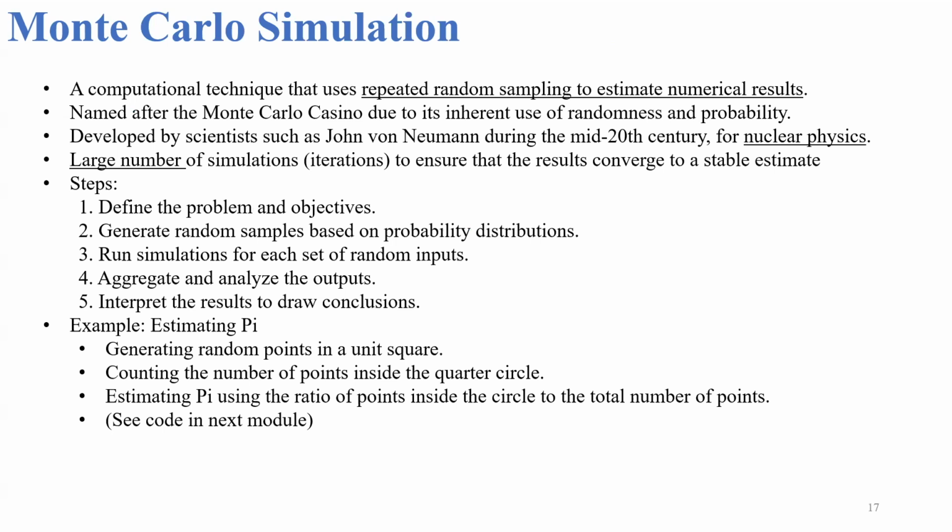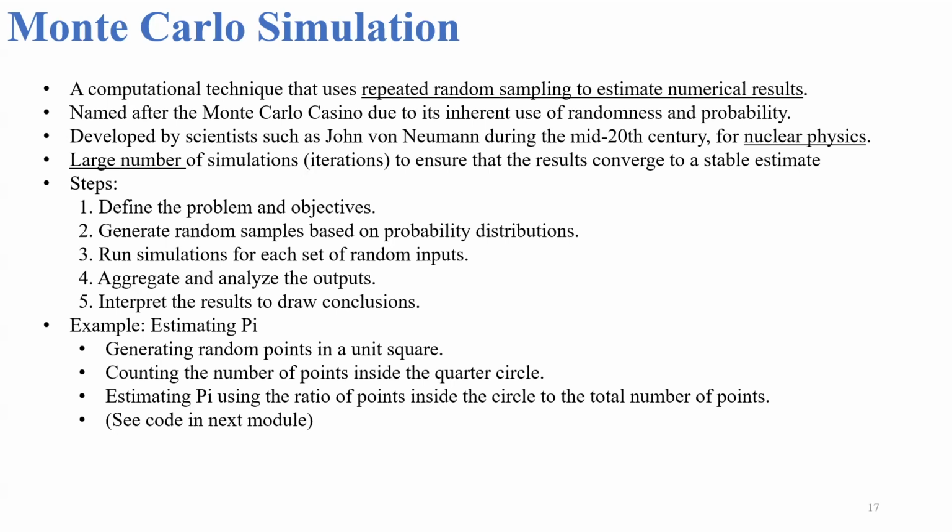It was used in nuclear physics in the 20th century. It was useful in some of the nuclear calculations in making the atom bomb, for example. So basically it's the law of large numbers: a large number of simulations or iterations to ensure the results converge to a stable estimate. Some of the steps are: define the problem and objectives, generate random samples, run the simulation for each of the set of random points, aggregate and analyze the outputs, and interpret the results.